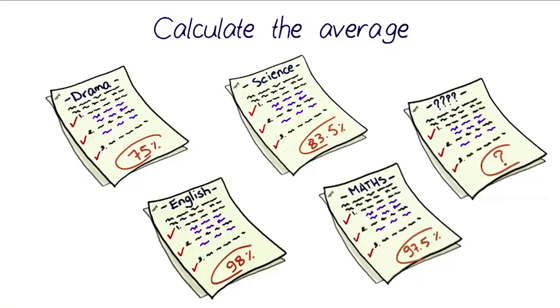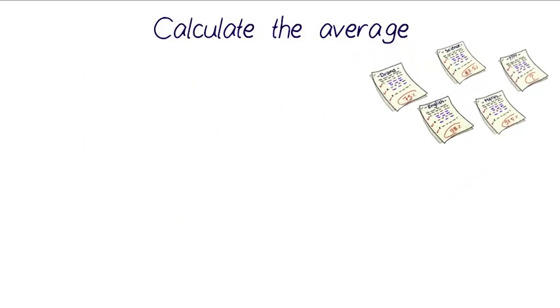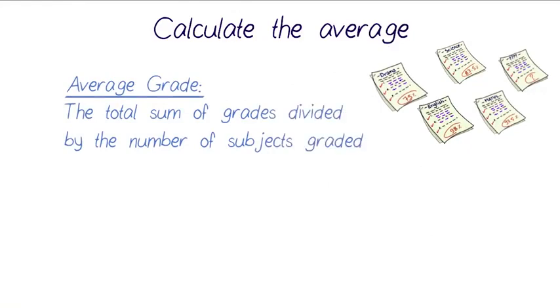Now, imagine a friend of yours just finished high school and asks you to write a Java program to help him calculate the total average grade. The average grade is simply the total sum of grades divided by the number of subjects graded. However, your friend only knows 4 of his 5 subject grades so far.